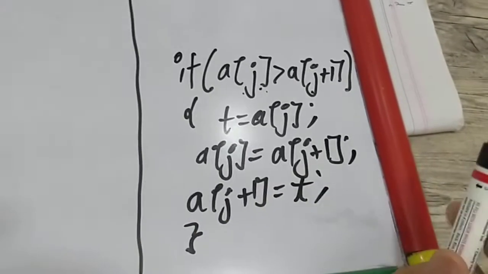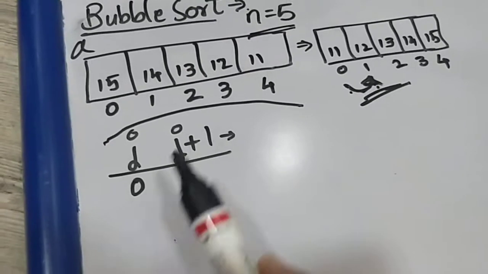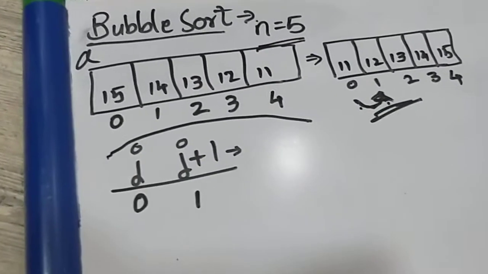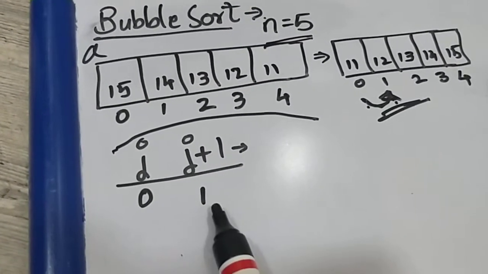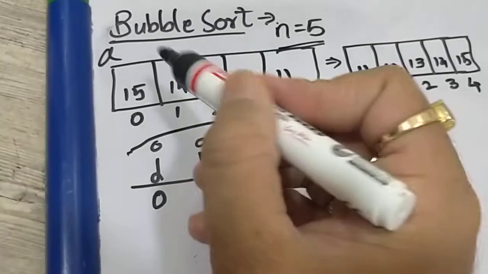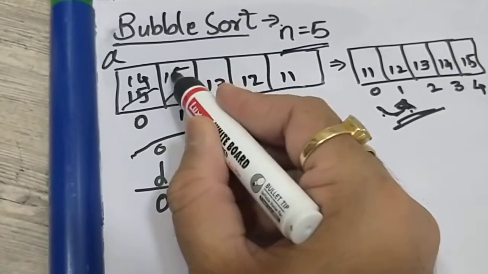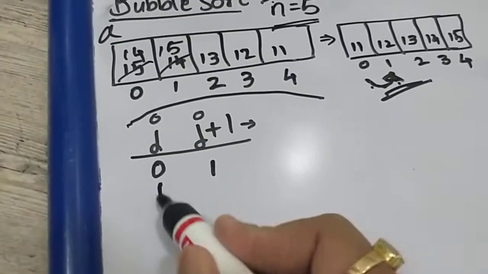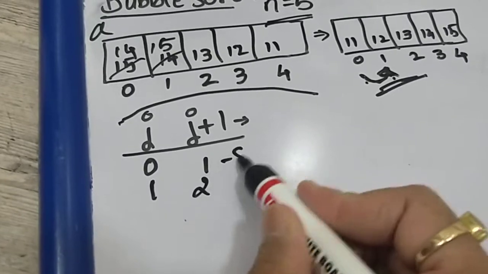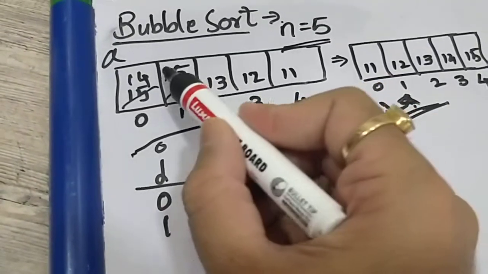Now how will my iterator loop work? Let's see. Since we are going to compare element j with j plus 1, let's take an example here. Here 0 is getting compared with 1. Is a of 0 greater than a of 1? Yes, so we'll swap. So here we'll have 14 and here we'll have 15. Now 1 will be compared with 2. Is a of 1 greater than a of 2? Yes. Swap.